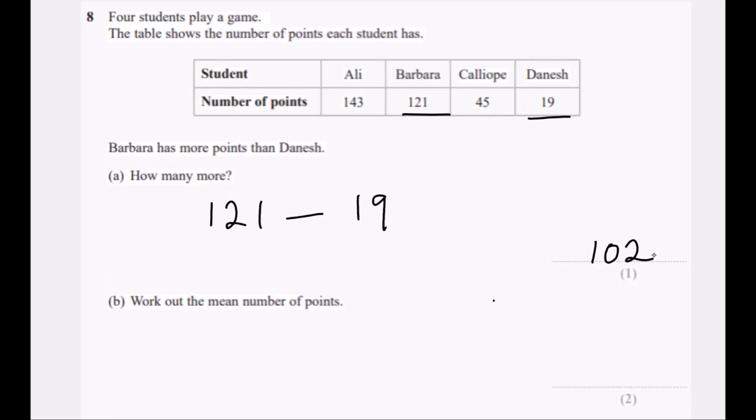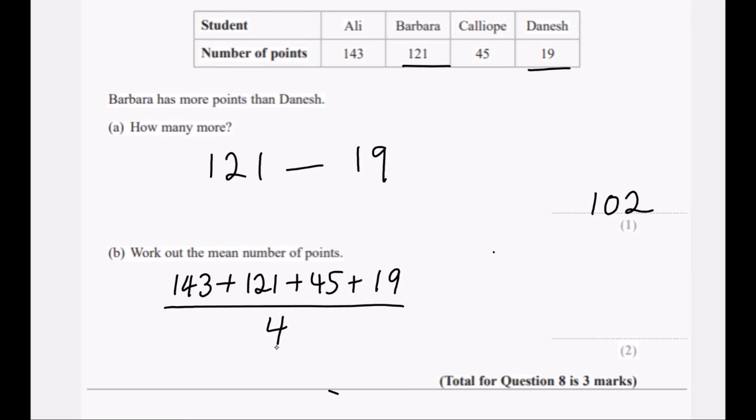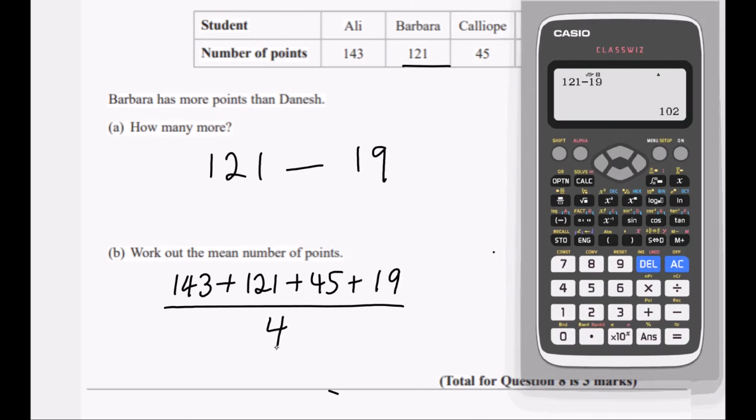Work out the mean number of points. So to find the mean, we add them all up and divide by how many? So it'll be 143 plus 121 plus 45 plus 19 divided by how many? That's 4. So 143 plus 121 plus 45 plus 19 all over 4 is 82.